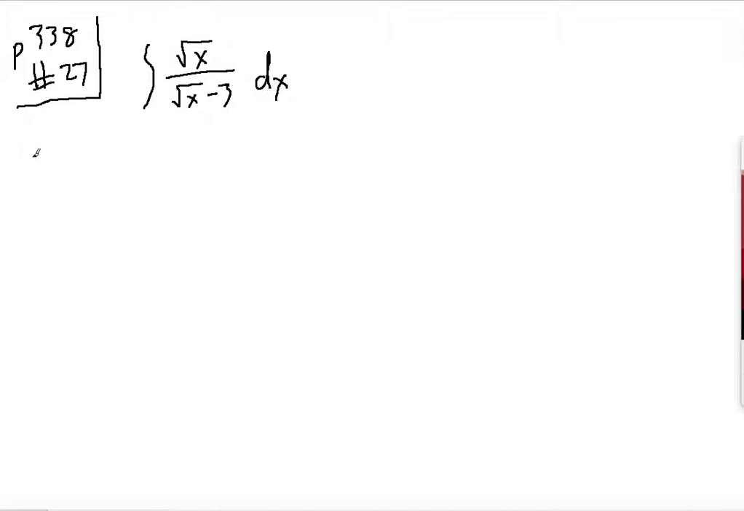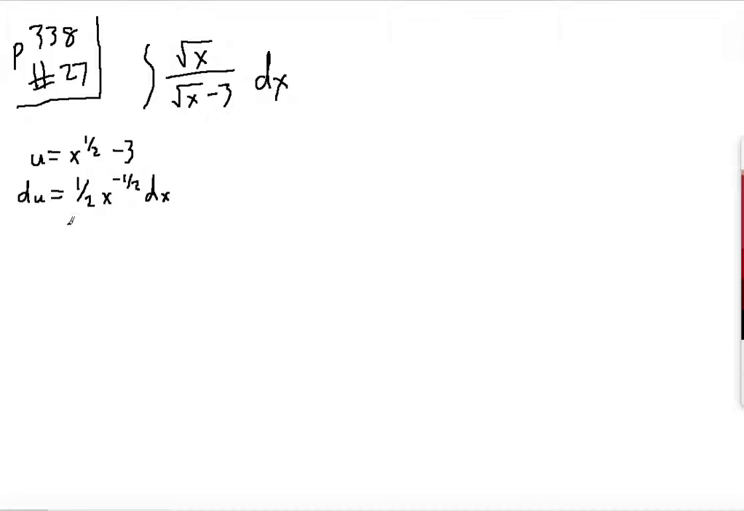So, hopefully, you look at this problem and you see that you should use a u substitution. I'm going to go ahead and put everything in its power form. I'm going to put what's in the denominator down as my u, so that my du can be 1/2 times x to the negative 1/2 dx.